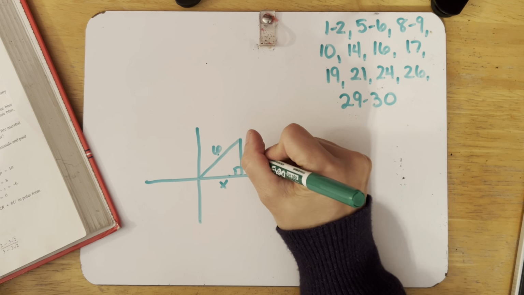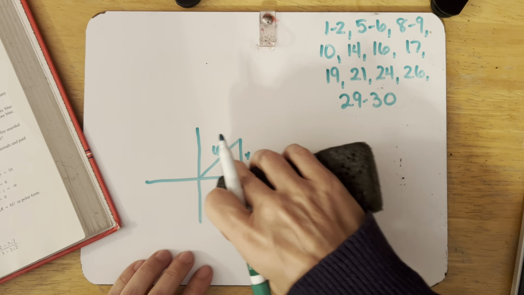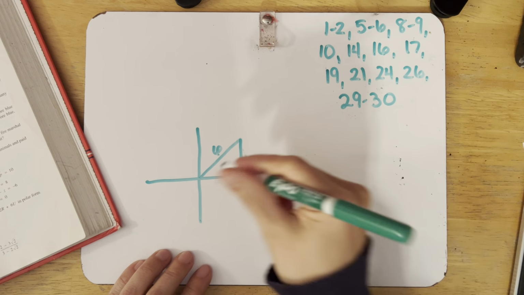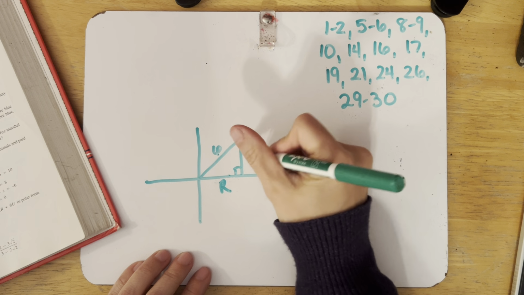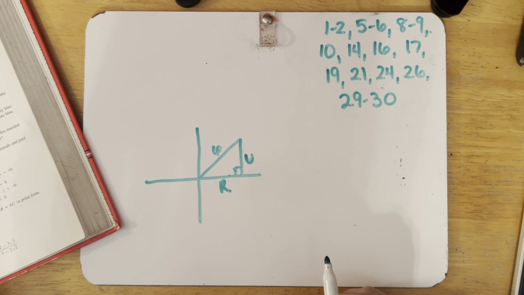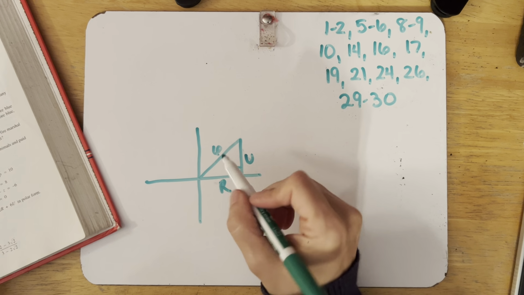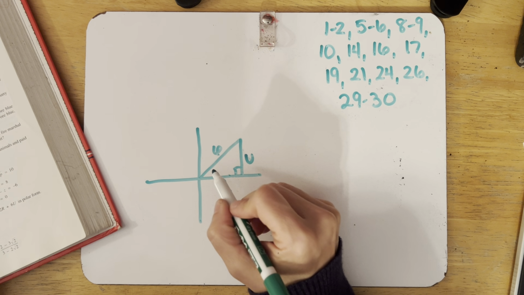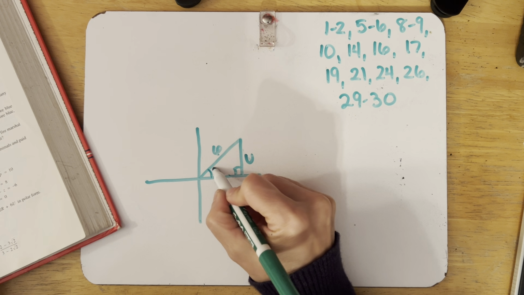I'll use this as x and y. Actually, I should use those as u's and r's. Okay, so I got to figure this one out before I do the next one. Okay, so that means I'm trying to figure out, oh, this angle was 60.